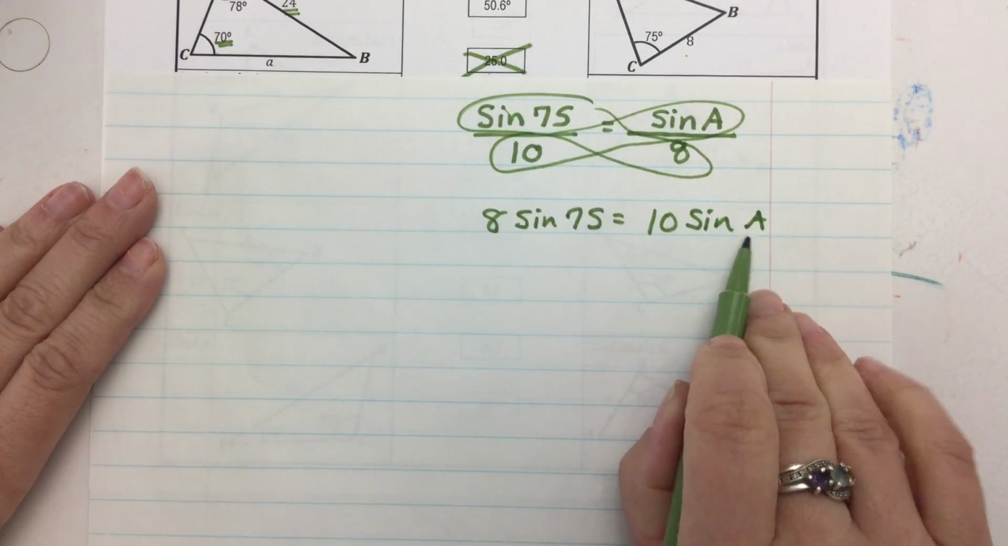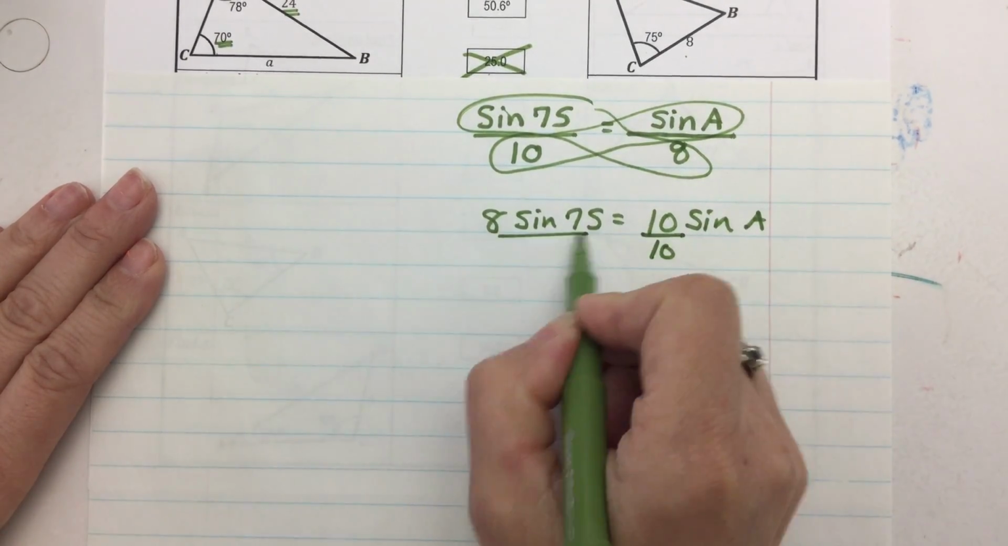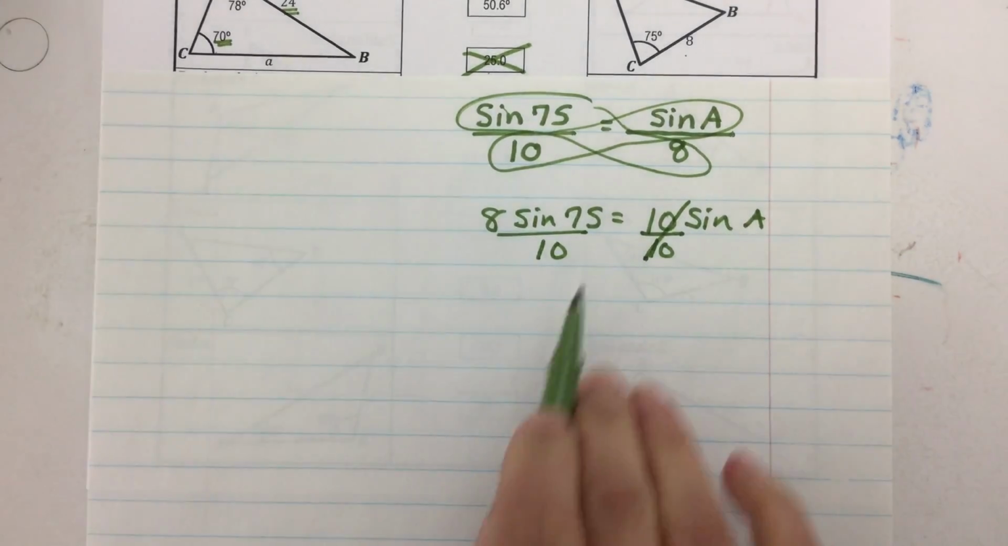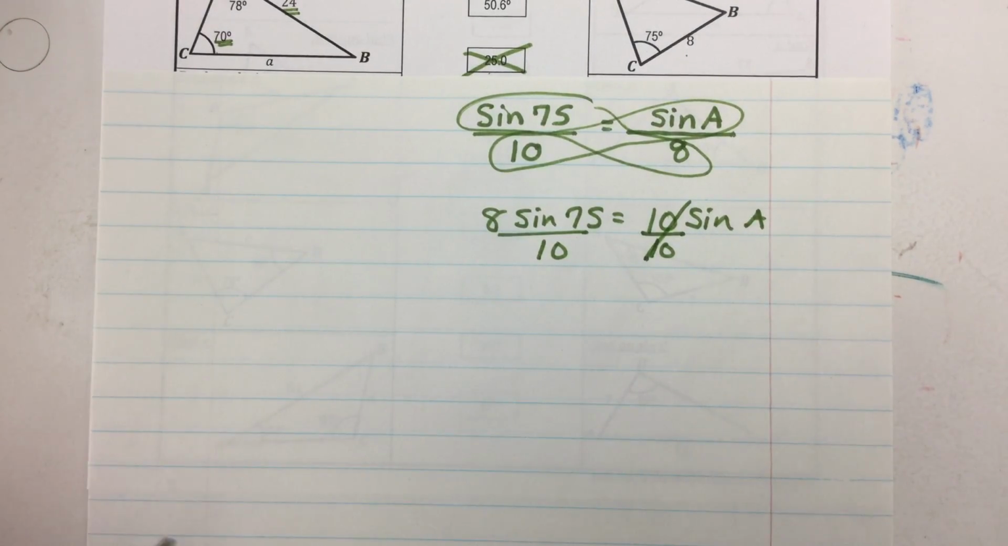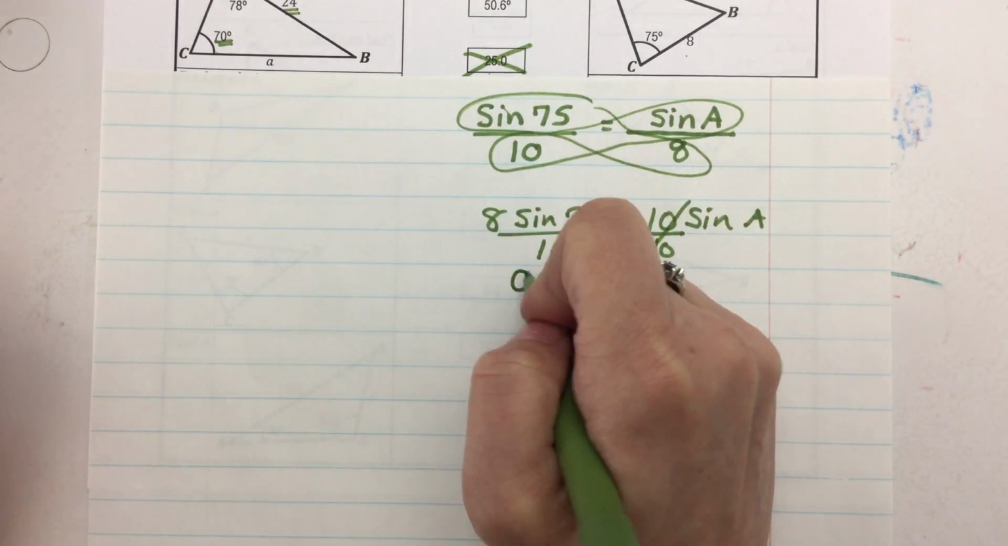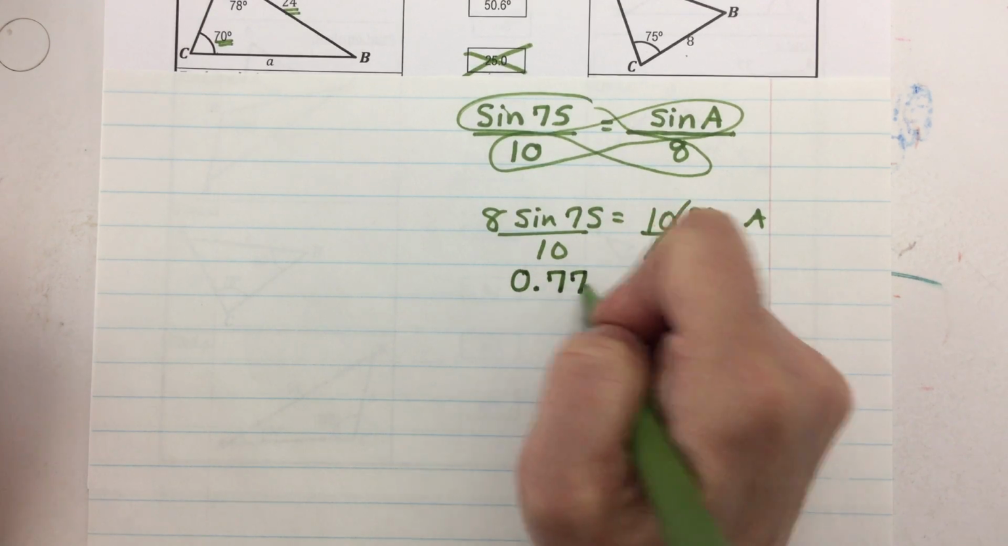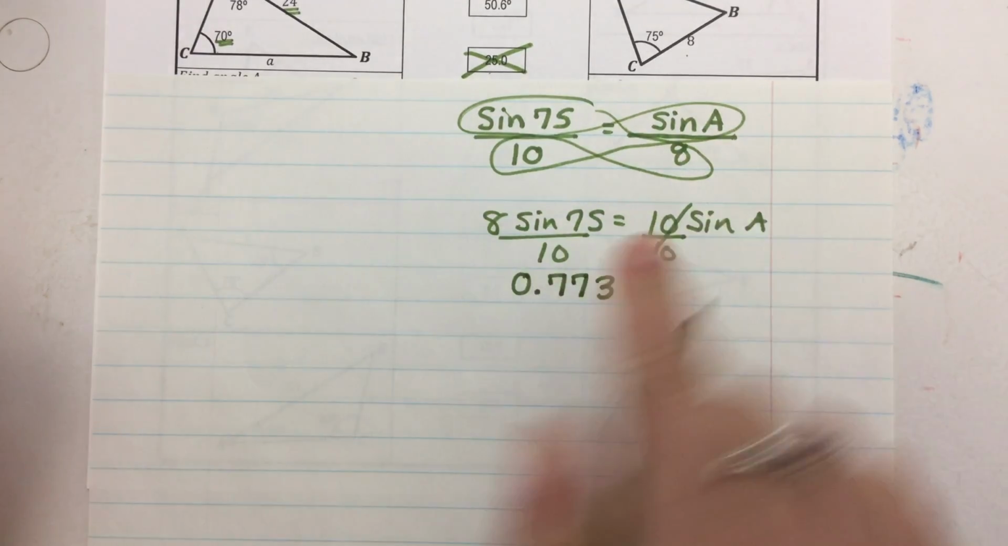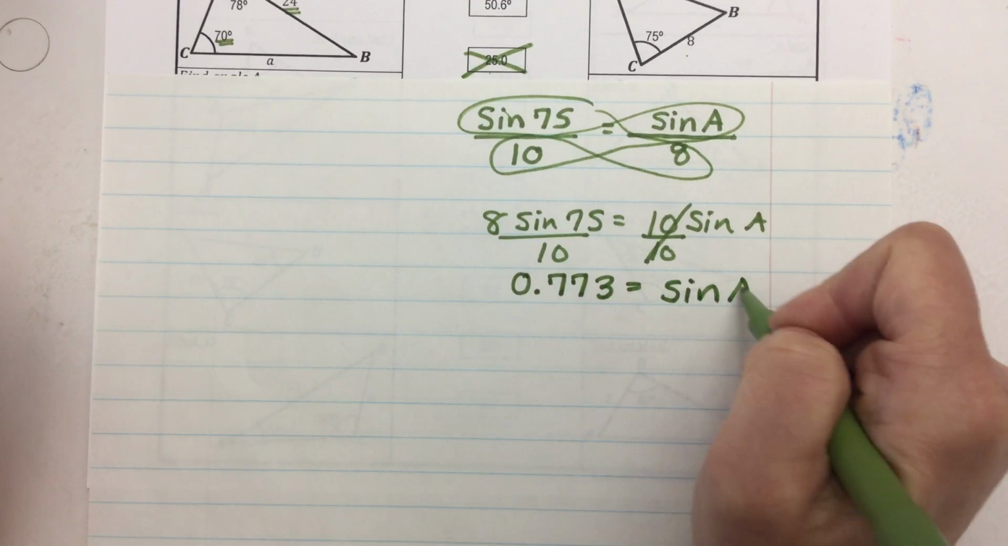I need to isolate A. So first thing, I need to divide both sides by 10. Again, I can put that on the calculator: 8 times the sine of 75, divided by 10. I'm going to get 0.773. I'll round it to 3 places here and round my final answer to the tenth.